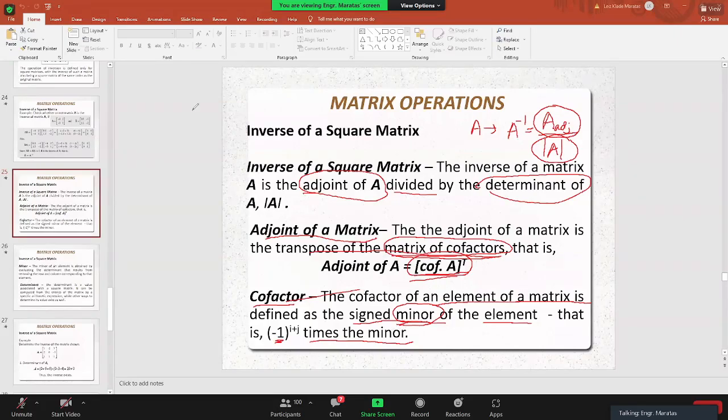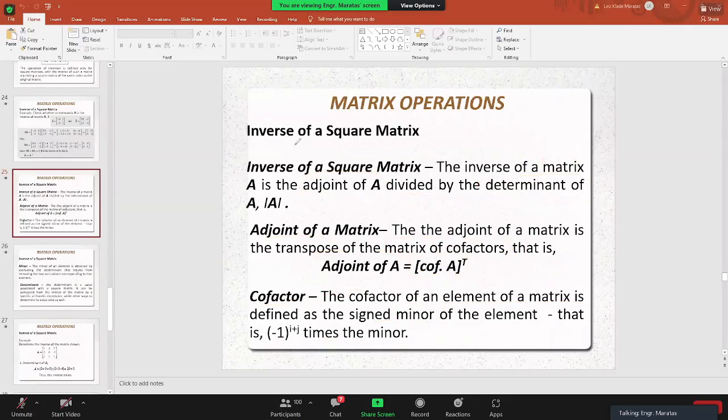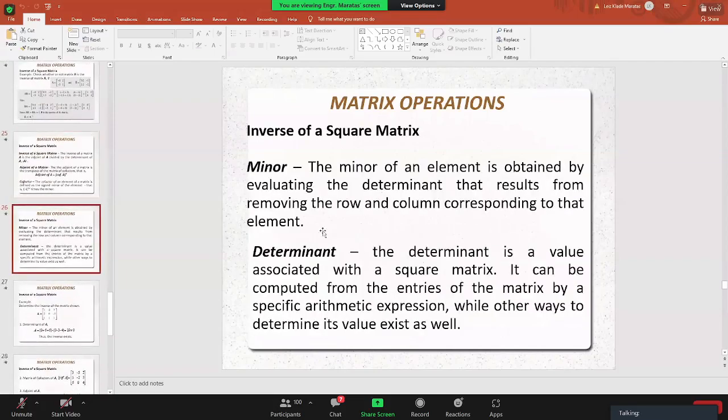It's getting complex, no? Anyway, let's have an example later on. Now, the minor of an element is obtained by evaluating the determinant that results from removing the row and column corresponding to that element. So you remove them. Anyway, we're going to have an example later on. I just would like you to take note of these different terms.